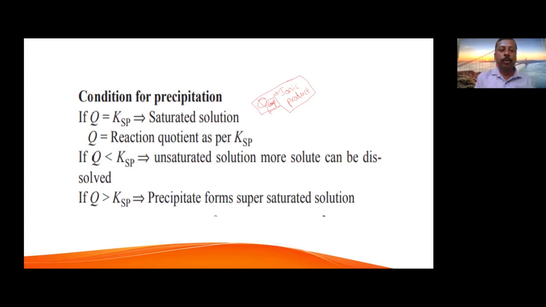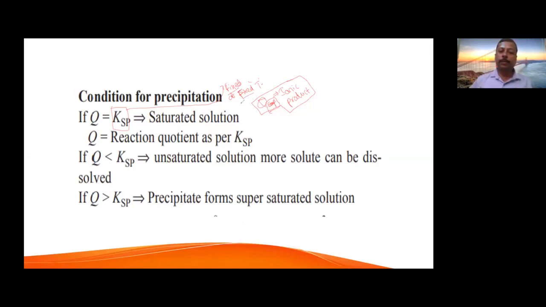Now, for every given salt or substance, this Ksp is fixed at a fixed temperature. Once you change the temperature, only then will the Ksp change. So Ksp is fixed at fixed temperature. Understood?